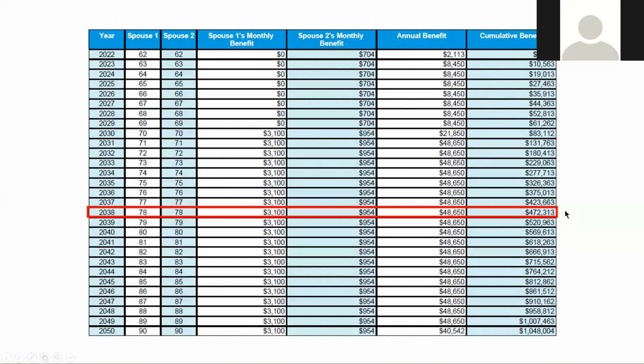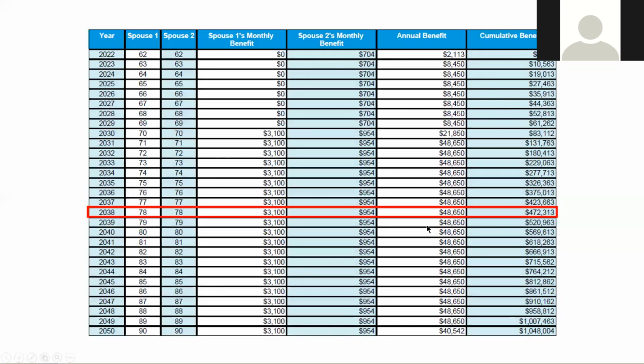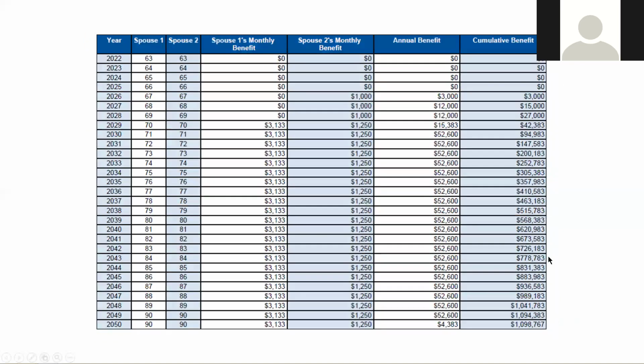One concept we didn't really talk about yet is the break-even point. So if we go back to the prior one, right around age 78, you see the cumulative benefits received is $463,000. Right around 78, they cross over. That's the break-even point. So in the long run, if they both live long lives to 90, they actually get a little bit less in total benefits by filing early, right? They got more when they were younger, but then once they got past that break-even point, you see that the cumulative benefit is higher by having waited and started the benefits later.